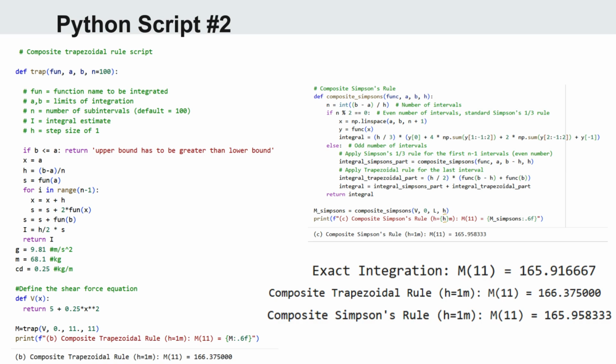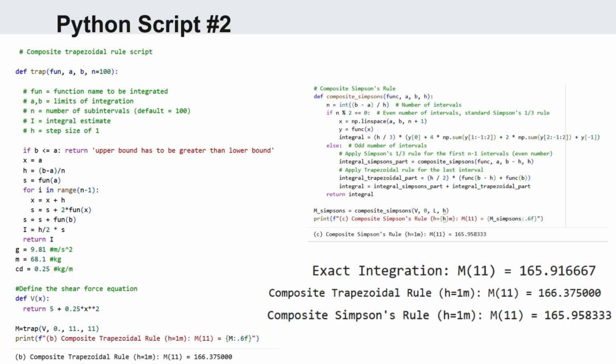And then for the composite Simpson's rule, we kind of do the same thing. I defined the composite Simpson's rule and then gave it the same step size of 1 to be similar to the previous trapezoidal rule. And then I printed that out, and I got the answer of 165.958333 repeating, and so that was closer to the exact integration.